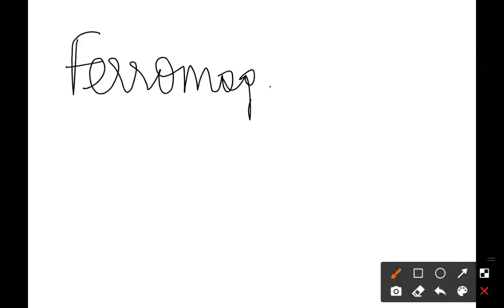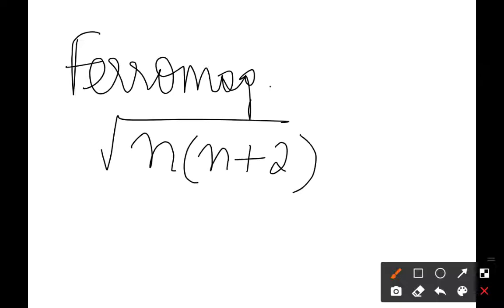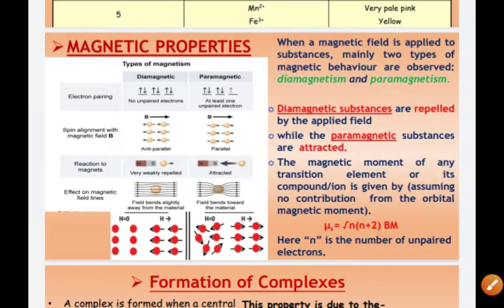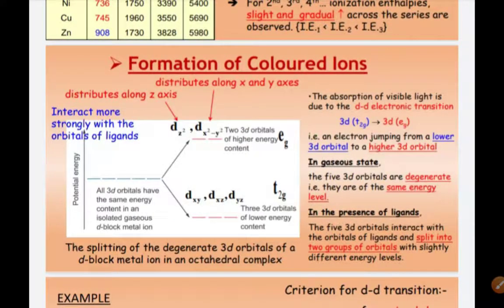Fine. So you must now remember that many of the transition metal ions are paramagnetic in nature, and the formula used to calculate the magnetic moment is, again I am repeating, under root n plus 2. What else you have to remember? The more the number of unpaired electrons, the more will be the magnetic moment or the paramagnetic behavior. Now this way, the magnetic properties are completed. Now we will move on to another property, which is formation of colored ions.